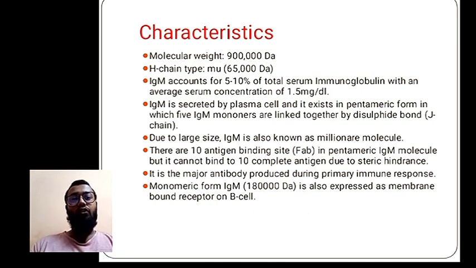It is the largest molecule among the immunoglobulin types, and there are 10 antigen binding sites, as I said in that structure, in the pentameric IgM molecule, but it cannot bind 10 antigens completely due to steric hindrance, and it is the major antibody produced during the primary immune response. The monomeric form of IgM is 180,000 daltons, and it is also expressed as a membrane bound receptor on the B cell. So a very important characteristic is that the monomeric form is bound to the B cell.